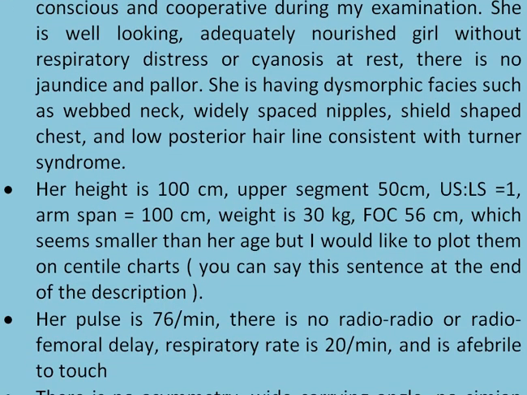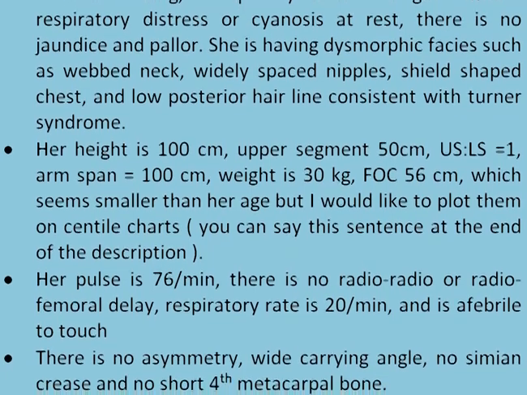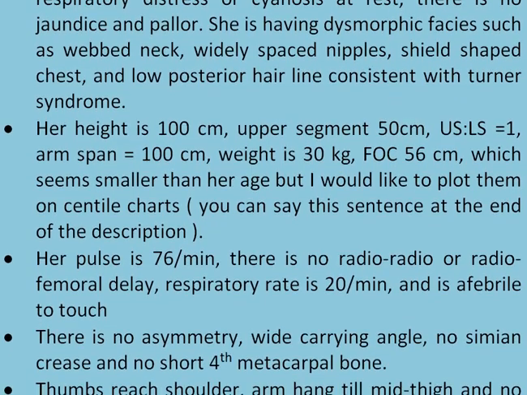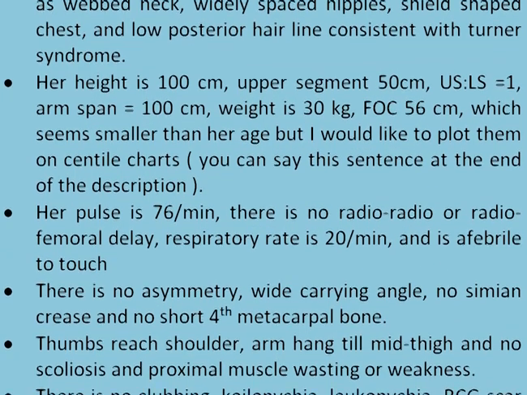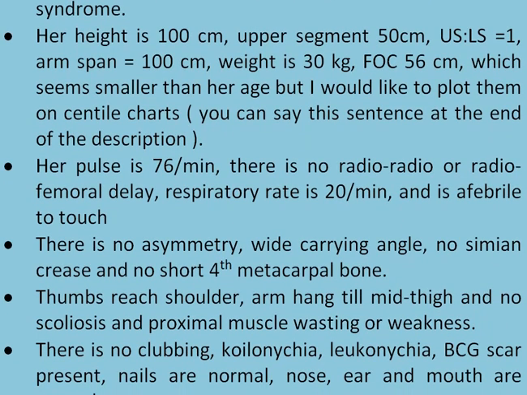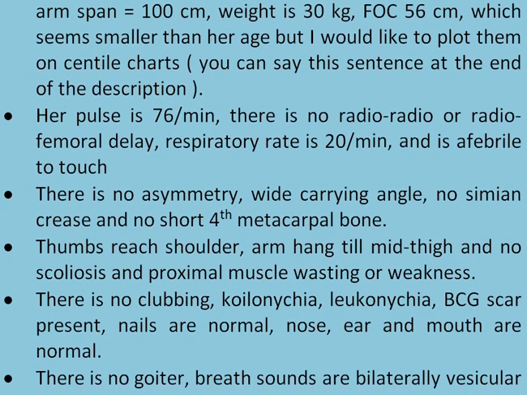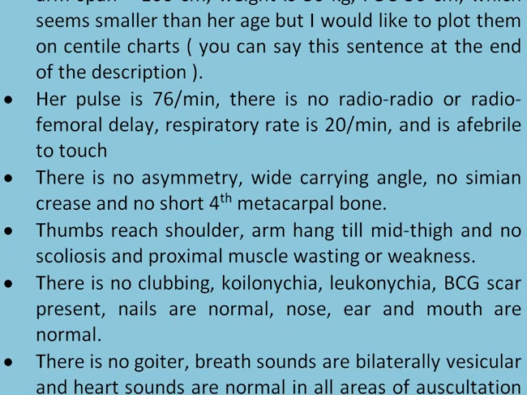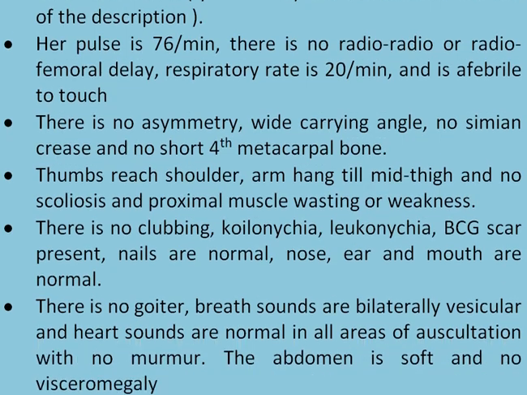Her pulse is 76 per minute, there is no radioradial or radiofemoral delay. Respiratory rate is 20 per minute and she is afebrile to touch. There is no asymmetry, there is wide carrying angle, no simian crease and no short fourth metacarpal bone. Thumbs reach shoulder, arms hang to mid-thigh, and there is no scoliosis and no proximal muscle wasting or weakness. There is no clubbing, koilonychia, leukonychia, BCG scar is present, nails are normal, nose, ear and mouth are also normal.